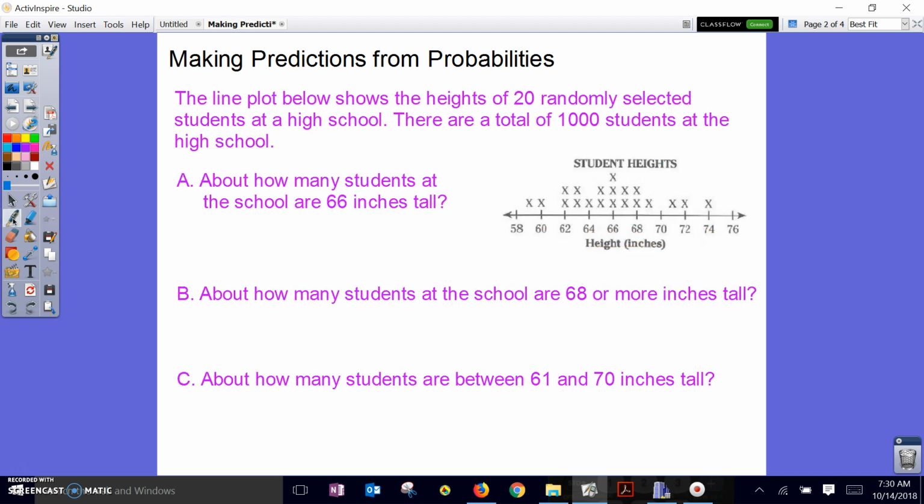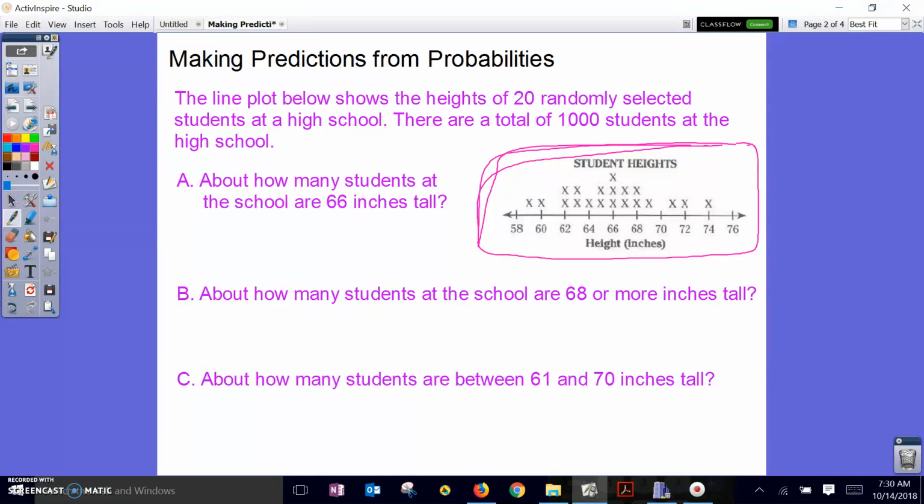The line plot below shows the heights of 20 randomly selected students at a high school. There are a total of 1,000 students at the high school. Okay, so you see your line plot here. It shows the height of 20 students at the high school. So the first thing we're going to do is determine the probability of the outcome that we want in order to use that to predict.